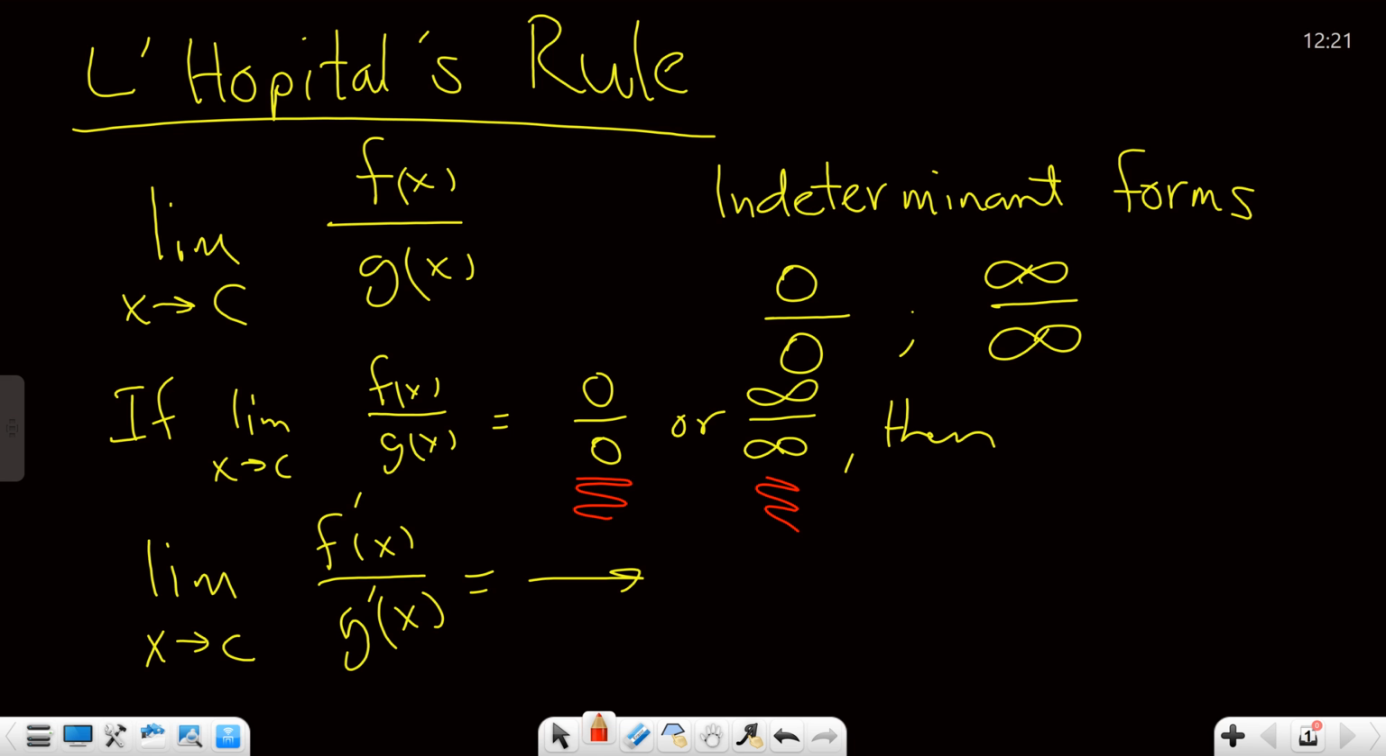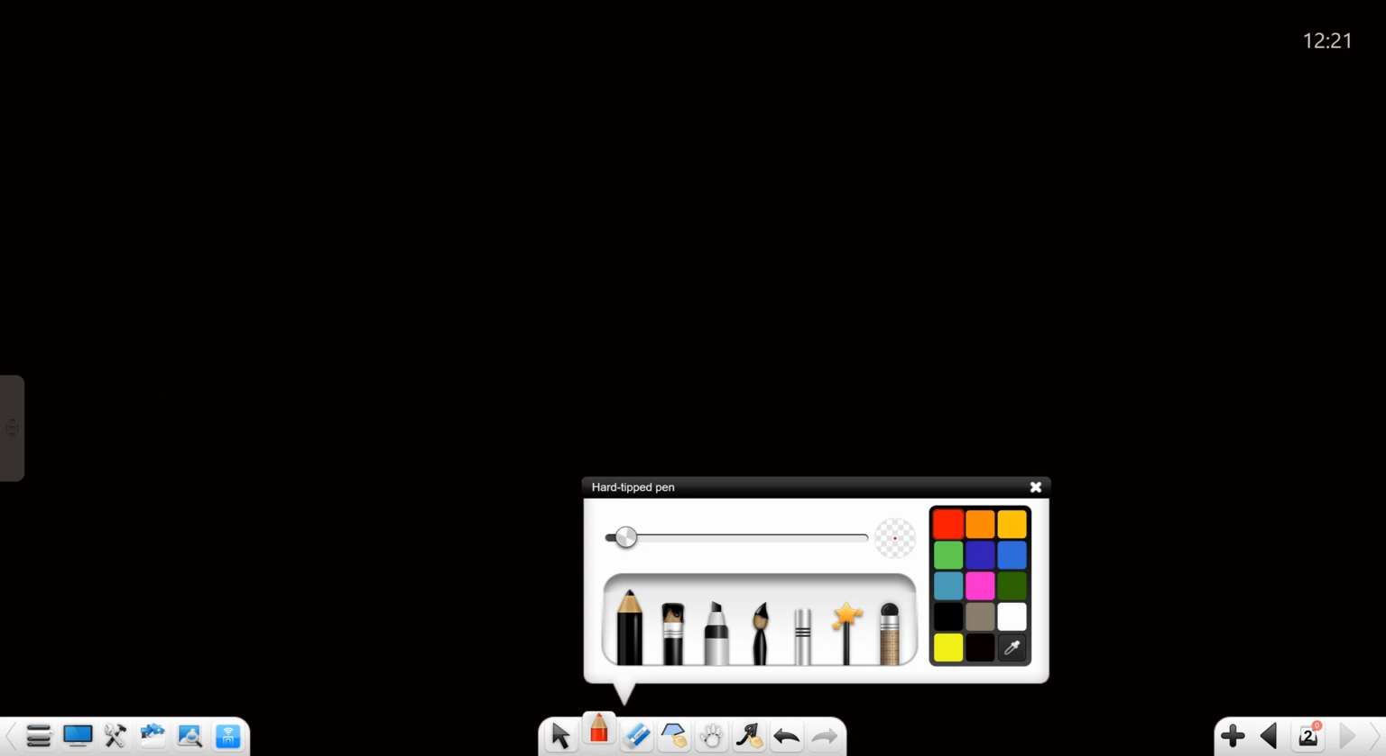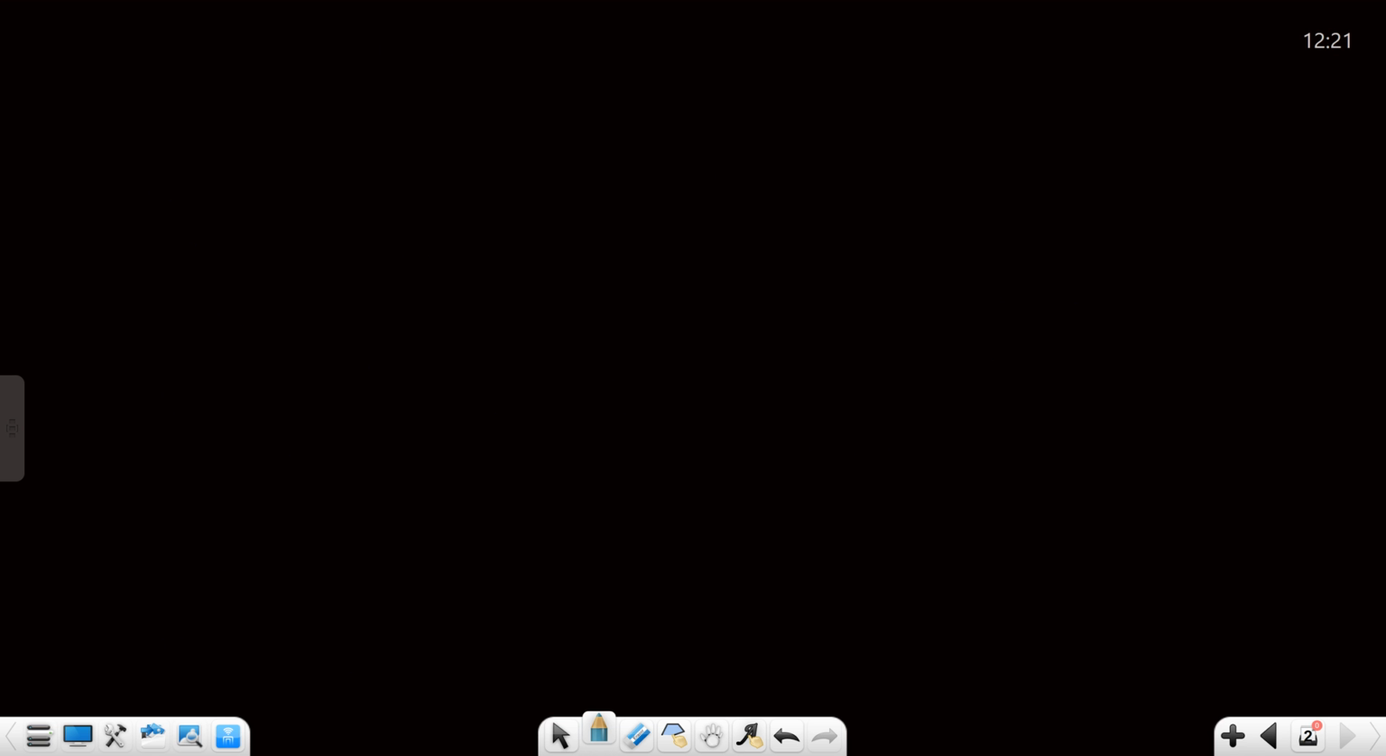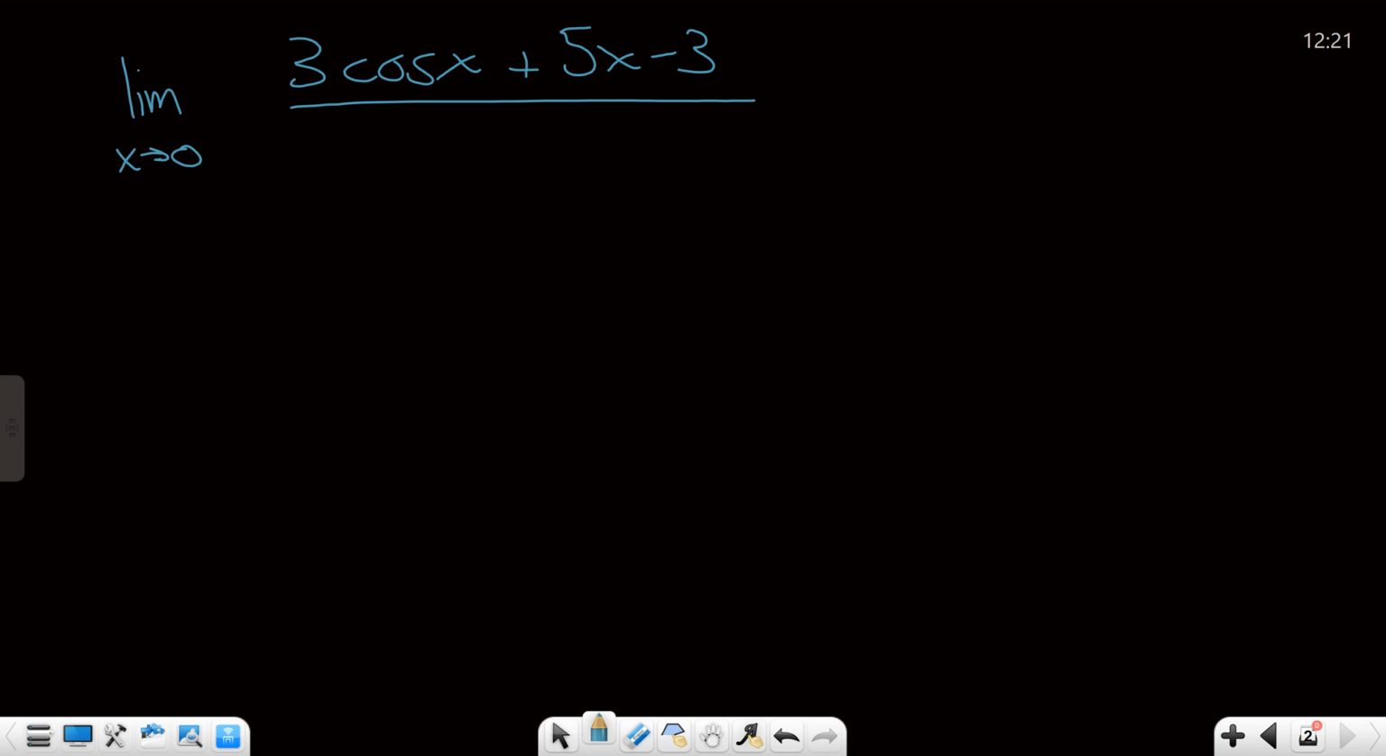So we'll do something pretty straightforward here. Let's do the limit as x approaches 0 of 3 times the cosine of x plus 5x minus 3 all over 2x. Okay. You gotta check. So plug and chug. And when you plug and chug, what do you get?